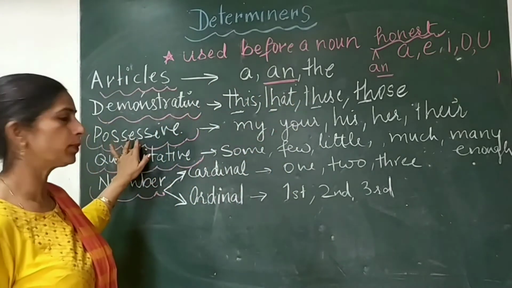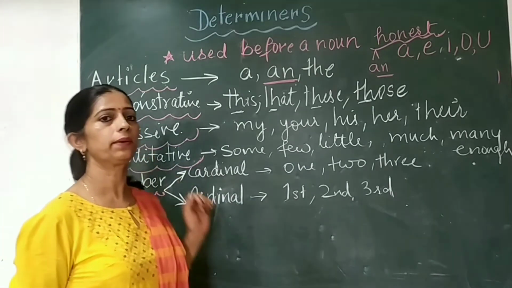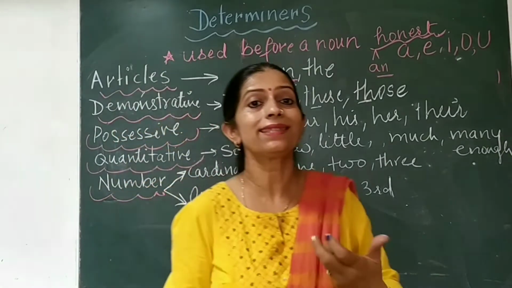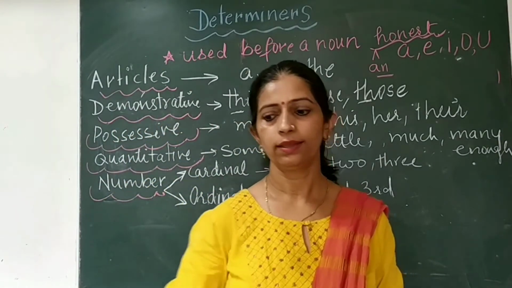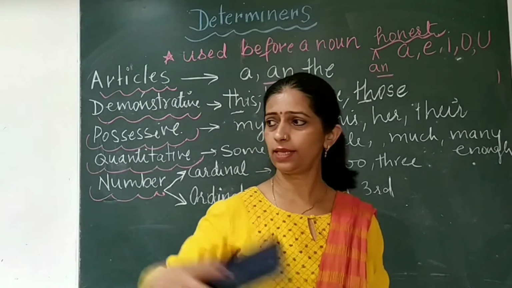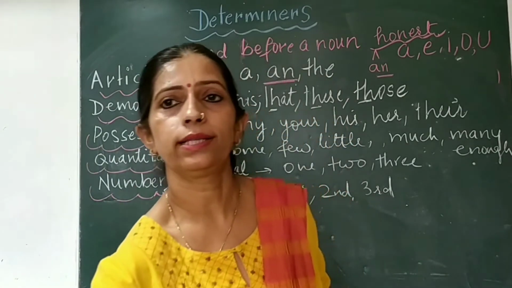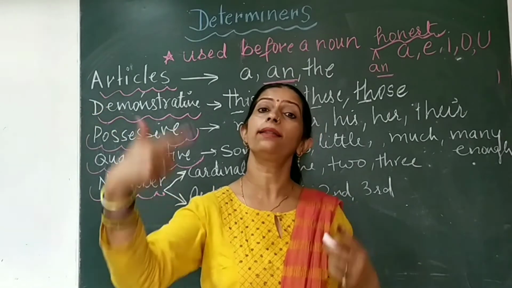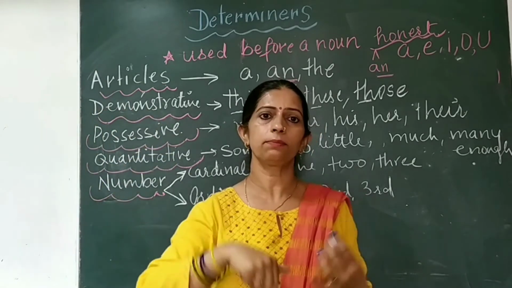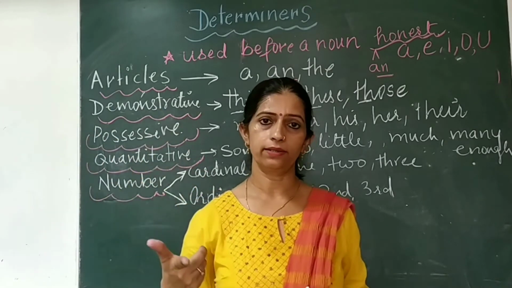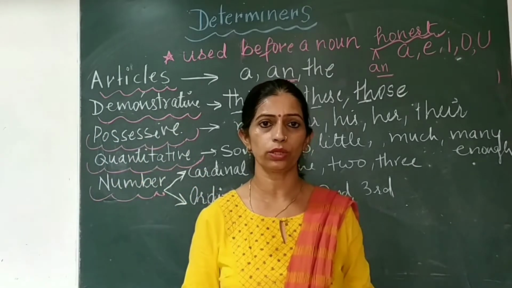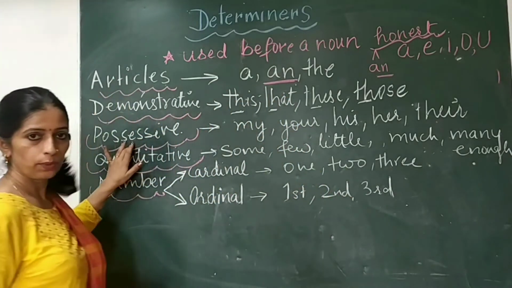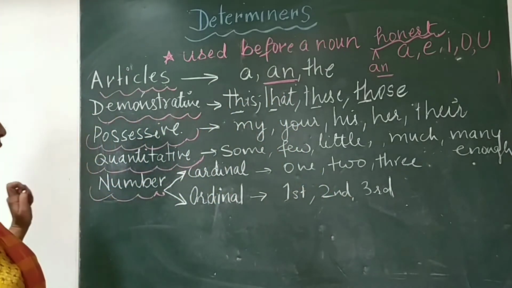Now comes possessives, the possessive determiner, which tells who possesses it. Whose is that? This is my book. This is my phone. This is her phone, or this is theirs if it is plural. These books are theirs. That is how you show possession: whose is that particular thing. It tells about whose it is.